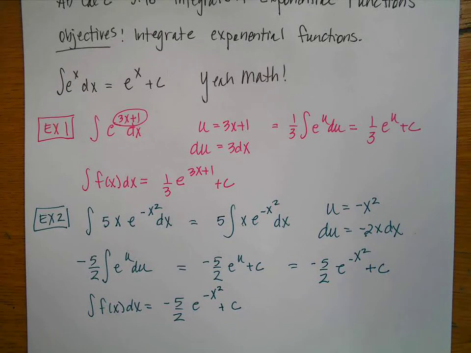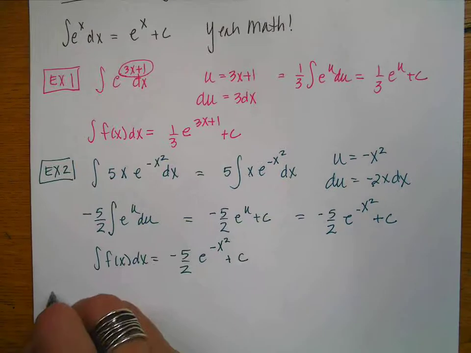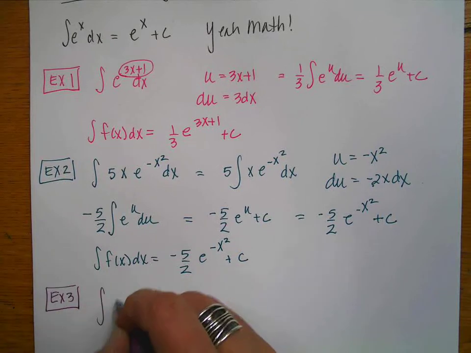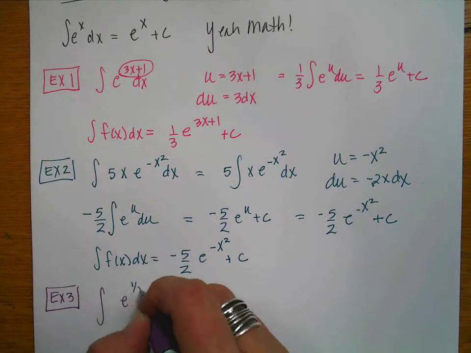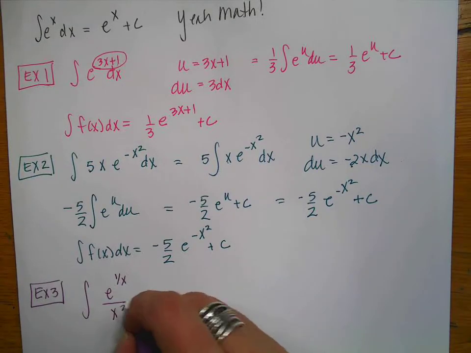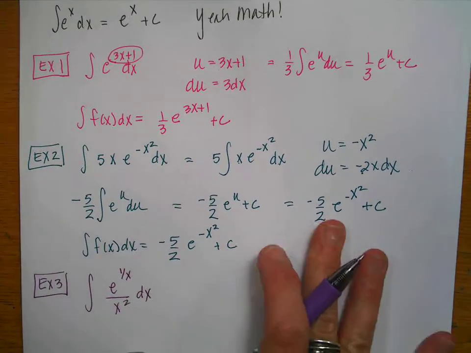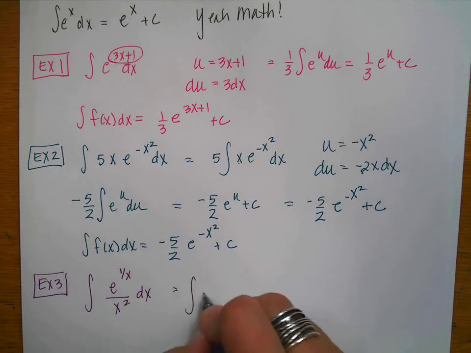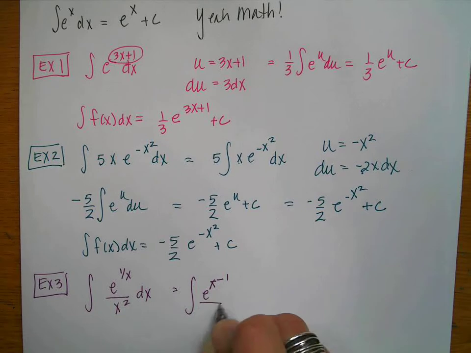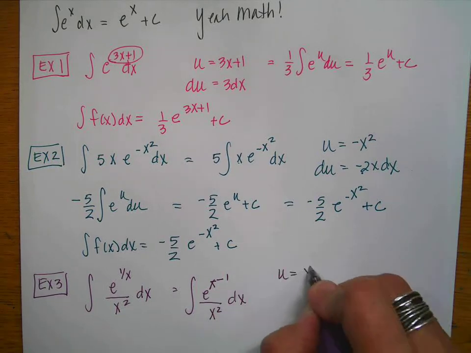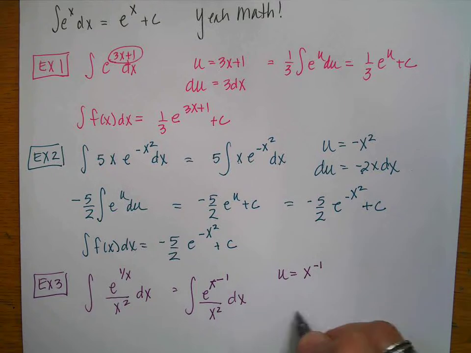Okay? My next example, example number 3, is a little bit more entertaining. I'm going to have the integral of e to the 1 over x divided by x squared dx. Okay? So again, I'm going to rewrite this as the integral of e to the 1 over x times x to the negative 2 dx. So my u is going to equal x to the negative 1.